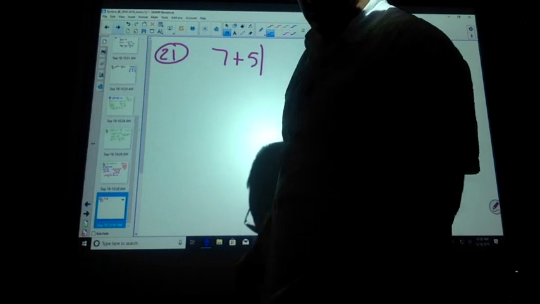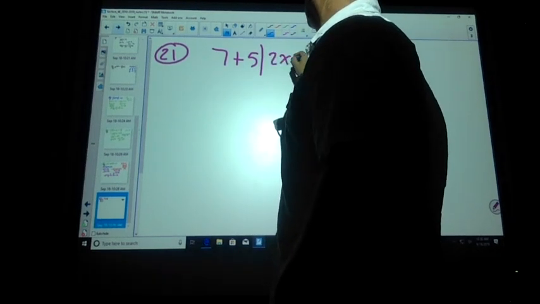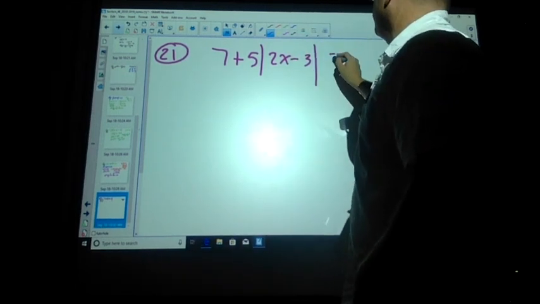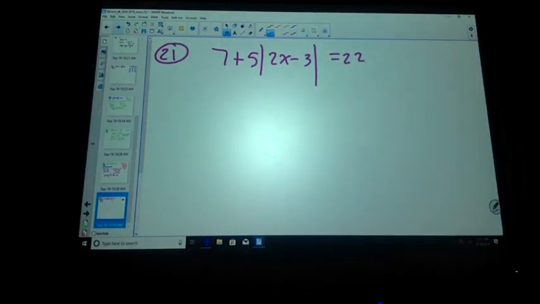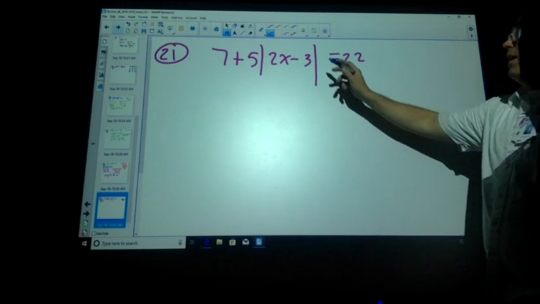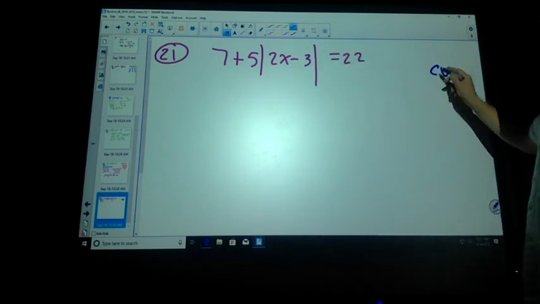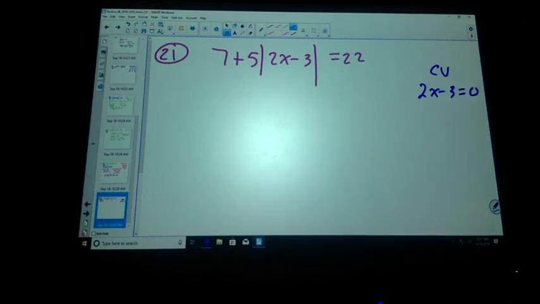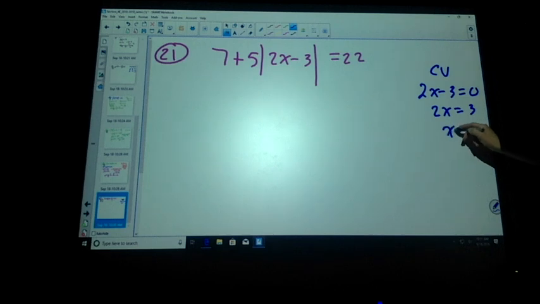7 plus 5 times the absolute value of 2x minus 3 equals 22. Okay. I'm going to find the critical value first. 2x minus 3 equals 0. What did I use as part of that? Only what was inside the absolute value. I didn't worry about what was outside at all. So I'm going to solve that. So x equals 3 over 2. That's 1.5, right? Yep.